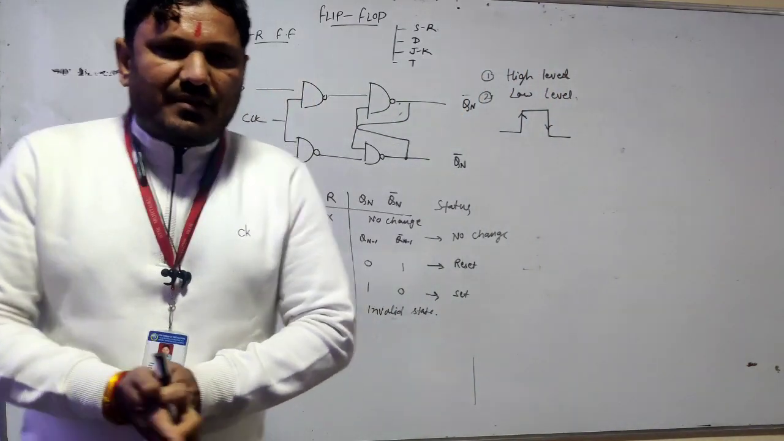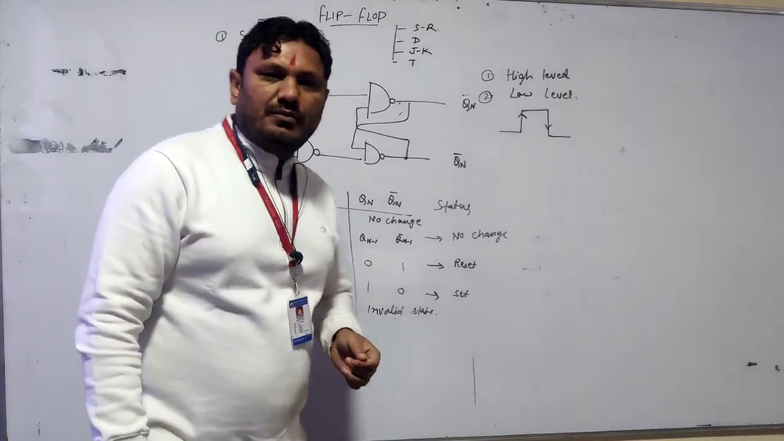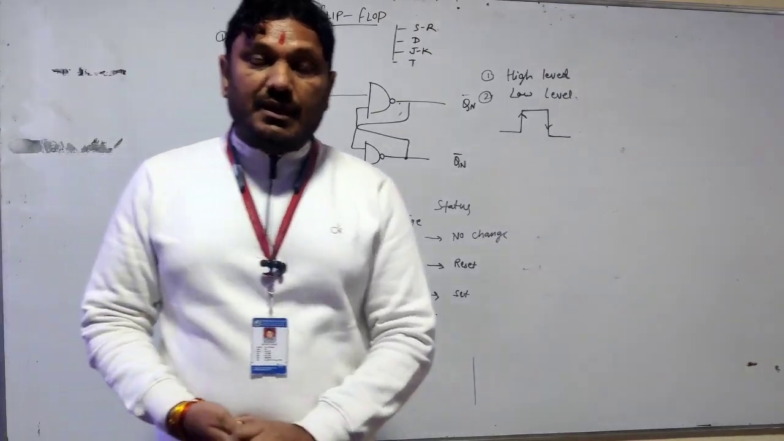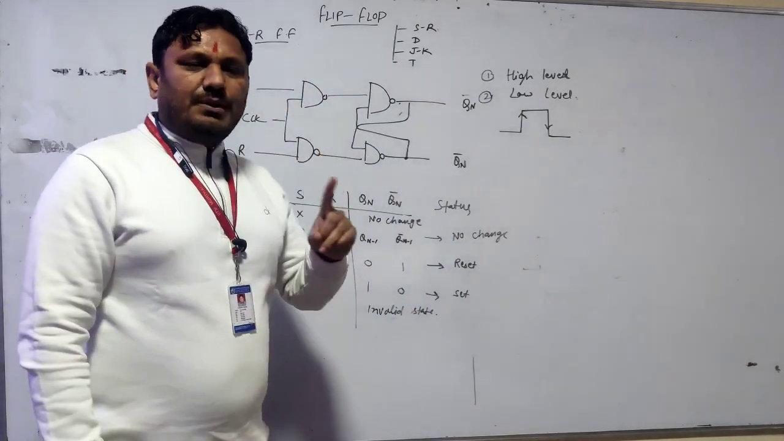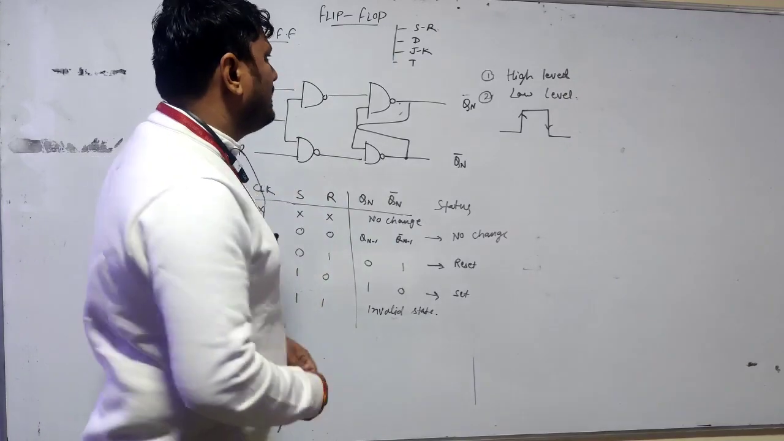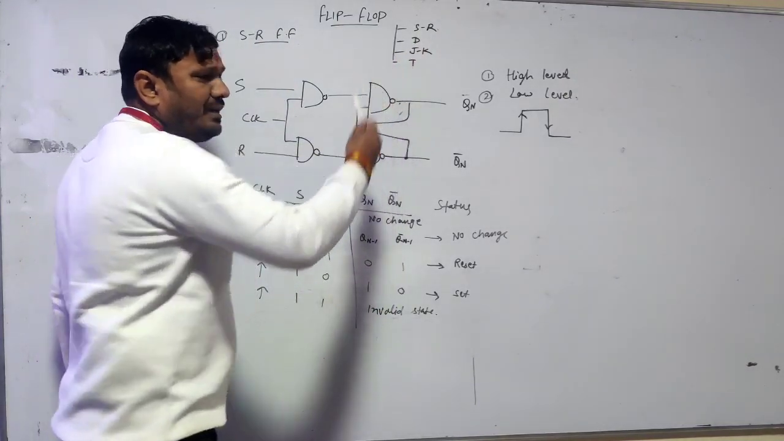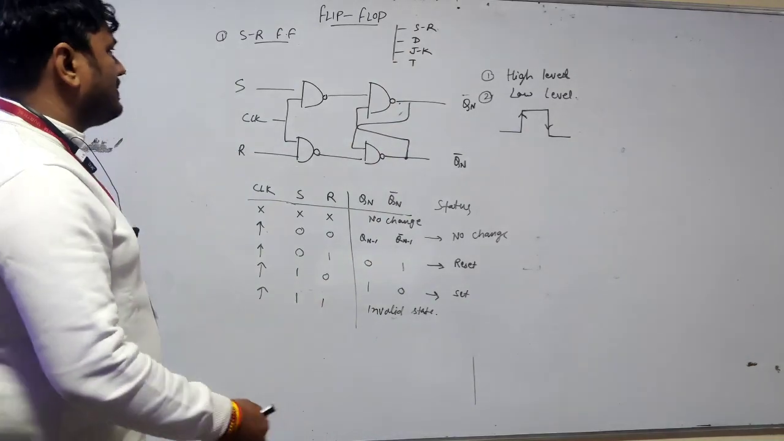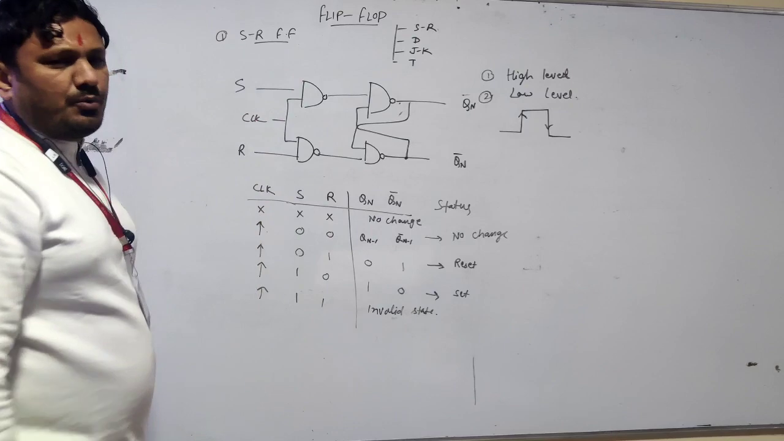Good morning, students. Today our topic is flip-flop, and flip-flop is one of the sequential circuits. And why are we using flip-flop? Flip-flop is a single bit storing device. Further, it is classified into SR flip-flop, D flip-flop, JK flip-flop and T flip-flop. Now the first one is your SR flip-flop. It is the set reset flip-flop.